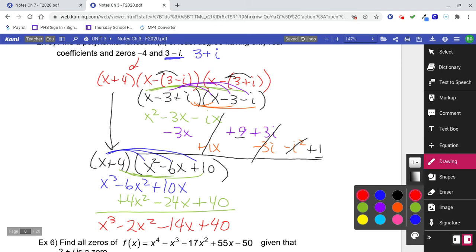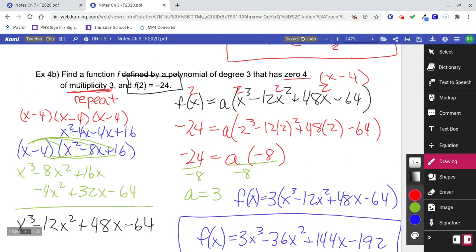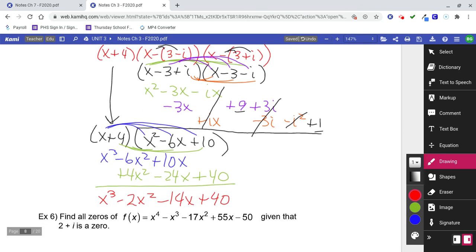And since we don't have that extra piece like we did in the last problem, f of 2 equals -24, I don't have anything like that, so I don't have to do that extra step. I'm finished. Polynomial of least degree right there. f of x equals x cubed minus 2x squared minus 14x plus 40.